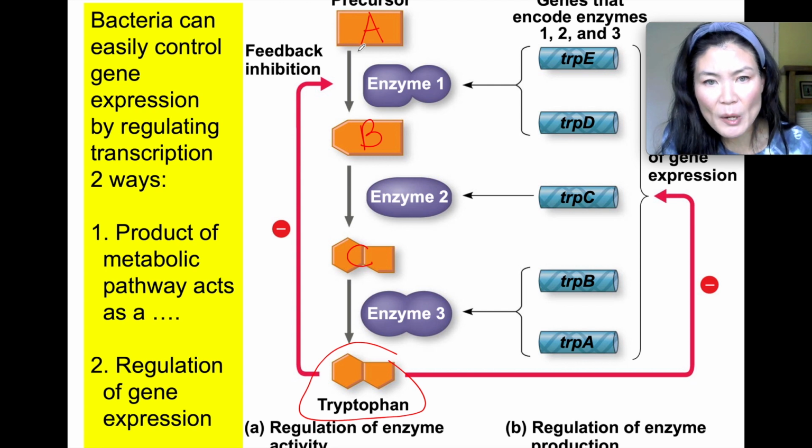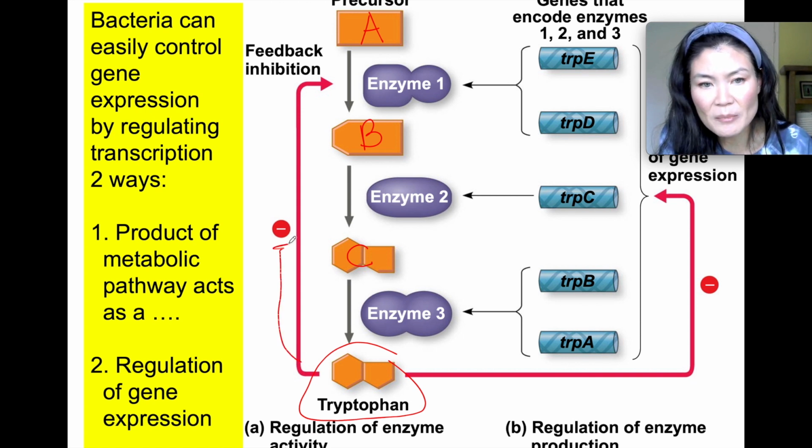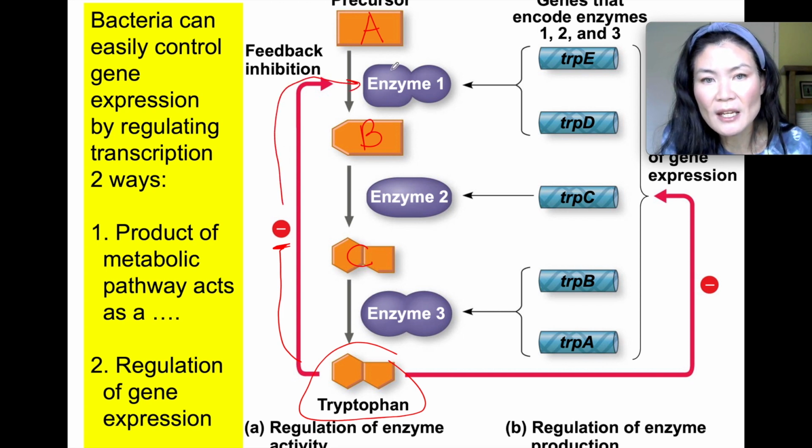So this is a metabolic pathway which utilizes 3 enzymes to go from precursor A to the final product, which is tryptophan. And tryptophan can act as an allosteric inhibitor. It can go back, and it's called negative feedback, right? By negative feedback, it can go back up to this first step and inhibit enzyme 1. It's going to act as an inhibitor.